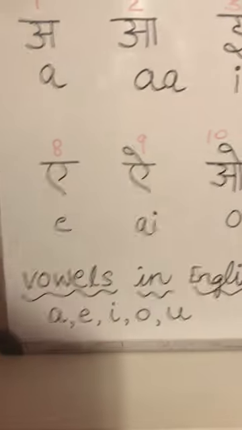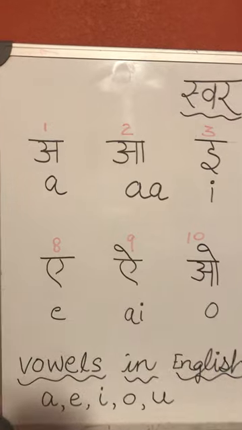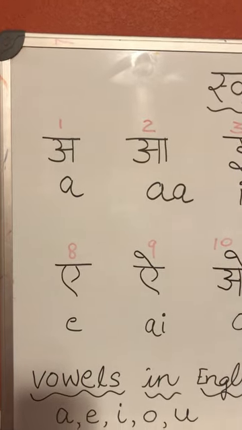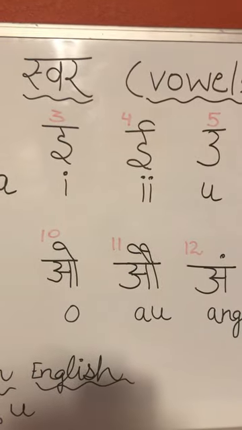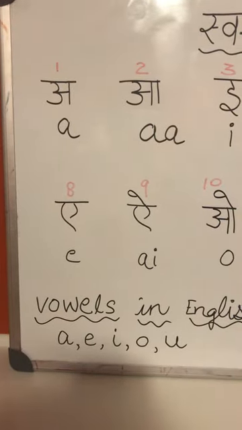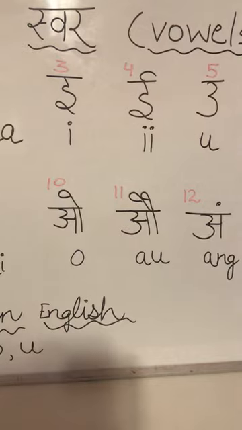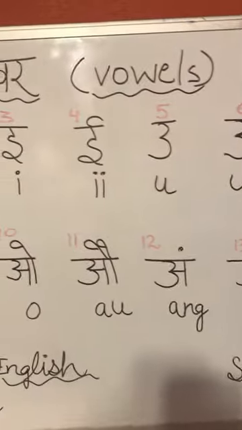So we have vowels in English. Now we have swar in Hindi. Let's start again one more time. A, a, e, e, u, u, ri, e, I. O, au, ang, aha. Good job.